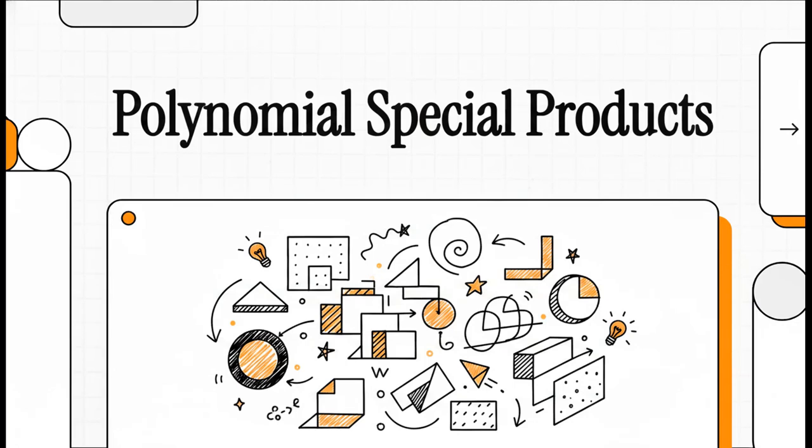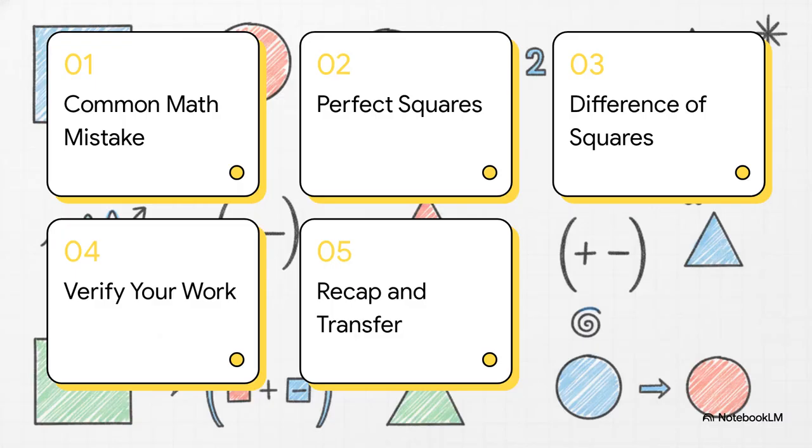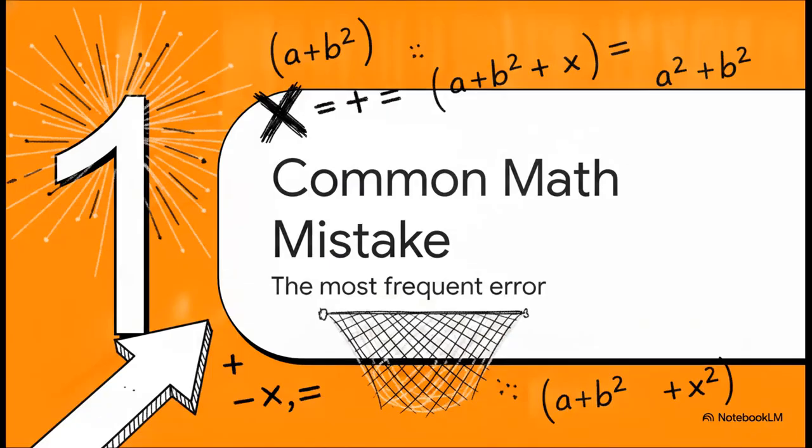Okay, let's dive right into this explainer where we're going to unlock some seriously powerful algebra cheat codes for polynomial special products. I mean, if you've ever felt like multiplying polynomials takes just way too long, you are absolutely in the right place. We're going to reveal the hidden architecture inside these expressions that'll save you time and honestly, dramatically reduce your errors. So here's our roadmap for today. We're hitting the most common math mistake, unlocking perfect squares, the difference of squares, verify your work, and finally, recap and transfer.